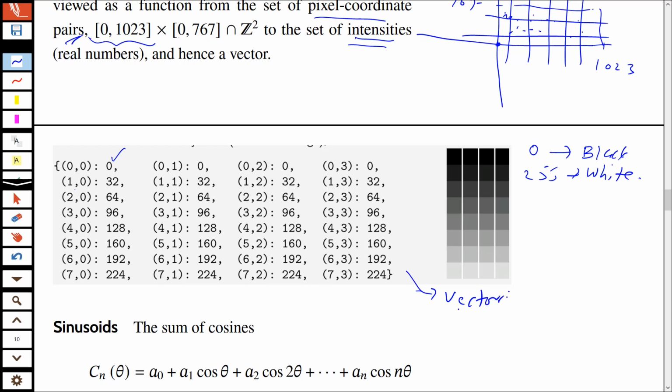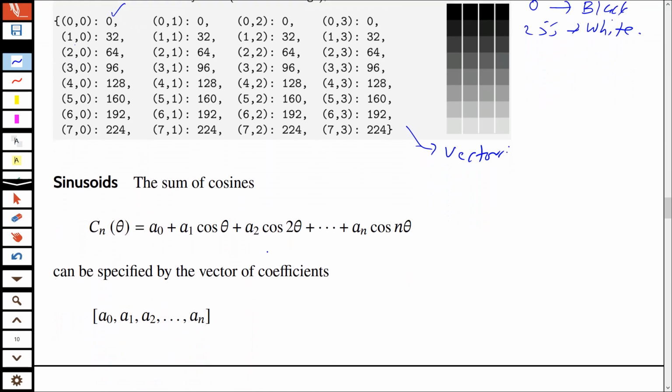So this is a vector because this 2D nature comes from the pixels. It doesn't come from the intensities. You still have a vector of intensities. Because the function is from a pair of pixels, let's say ij, to a real value, the intensity, let's say I of ij. So these intensities are real numbers, and when you combine them into a vector, you have a vector. So an image is a vector, whether you like it or not.